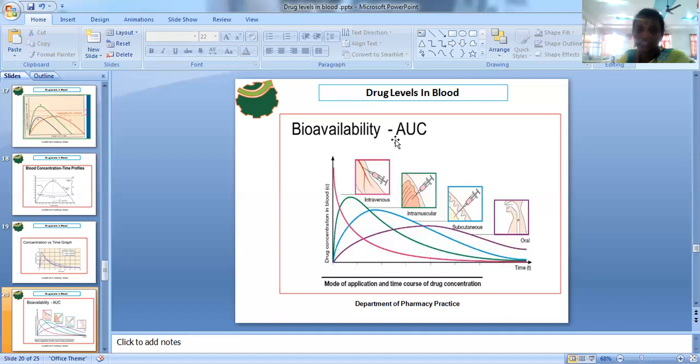This is the summary of the plasma concentration time profiles by the various routes of administration. Thank you.